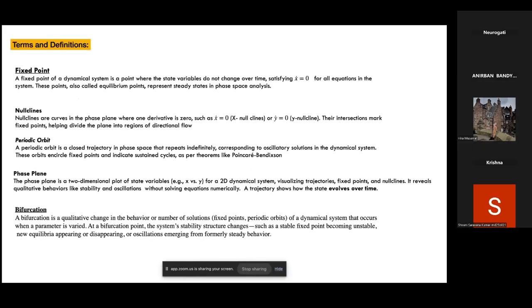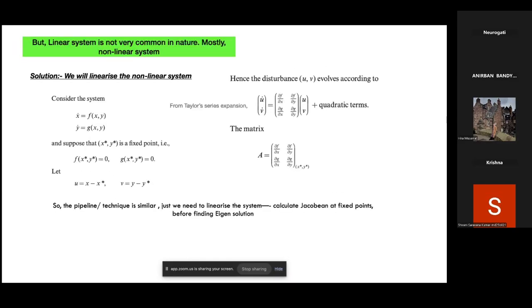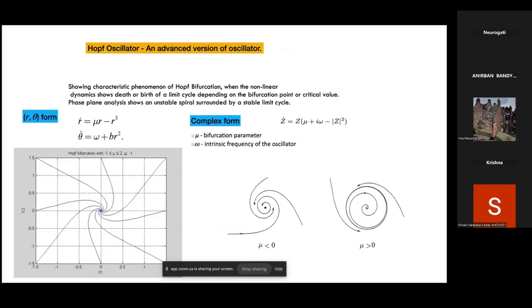What I said earlier is that bifurcation is when we change or vary the parameters, we can see different kinds of solutions like fixed points, periodic orbits, etc. Right. So here also, when we change the parameters, there are two differential equations. One is r dot equals mu r minus r cubed, and the other is theta dot equals omega plus b r squared, where mu is the bifurcation parameter and omega is the intrinsic frequency of the oscillator.